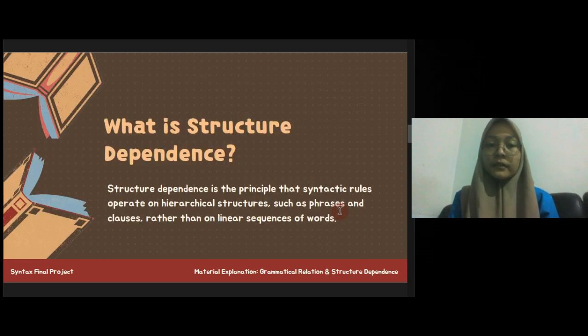And then the next one is, what is structure dependence? Structure dependence is the principle that syntactic rules operate on hierarchical structures, such as phrases and clauses, rather than on linear sequences of words.